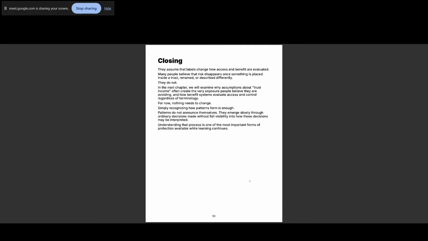Patterns do not announce themselves. They emerge slowly through ordinary decisions made without full visibility into how those decisions may be interpreted. Understanding that process is one of the most important forms of protection available while learning continues.